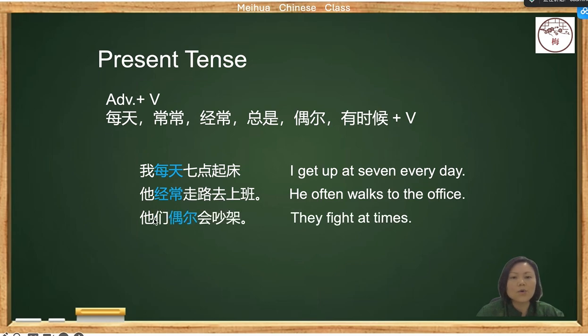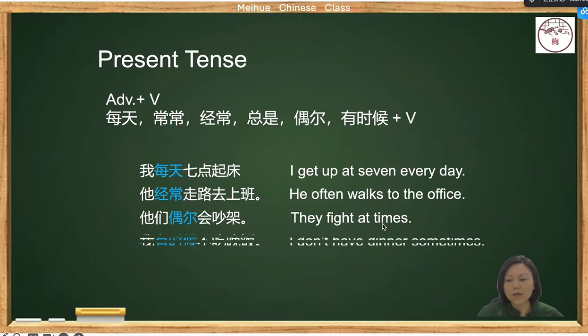偶尔，他们偶尔会吵架。偶尔 means sometimes. They fight sometimes or at times. 我有时候不吃晚饭。有时候 means sometimes. I don't have dinner sometimes. Okay, this is also about the current status of somebody, right? Somebody's life pace, life routine.